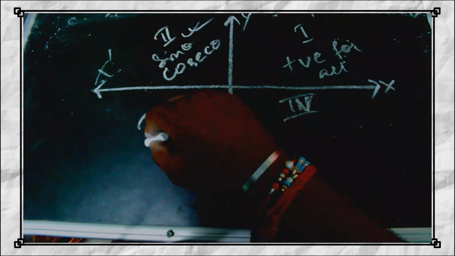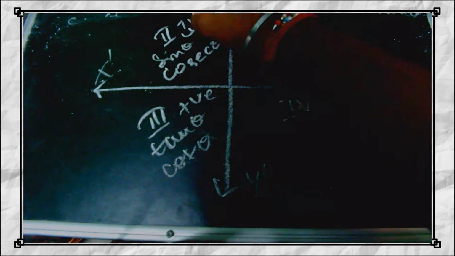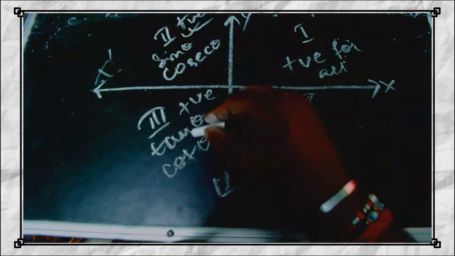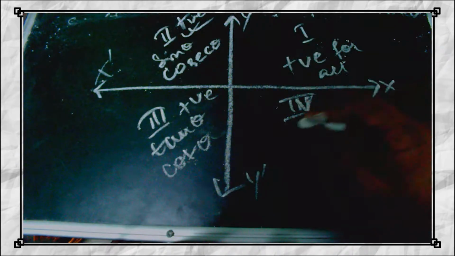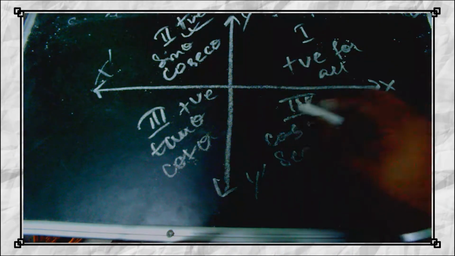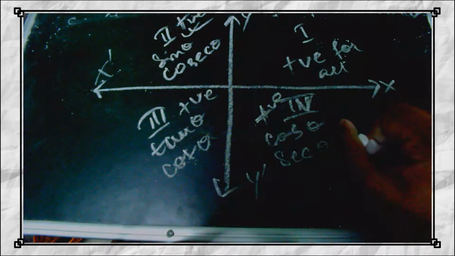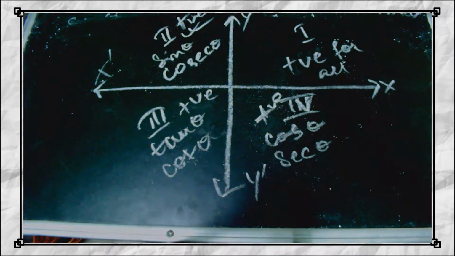In the third quadrant, the values of tan theta and cot theta are positive, and the rest of the trigonometric ratios are negative in this quadrant. In the fourth quadrant, the values of cos theta and sec theta are positive and the rest of the trigonometric ratios in this quadrant are negative. Now we will see the trigonometric ratios at some uncommon angles.